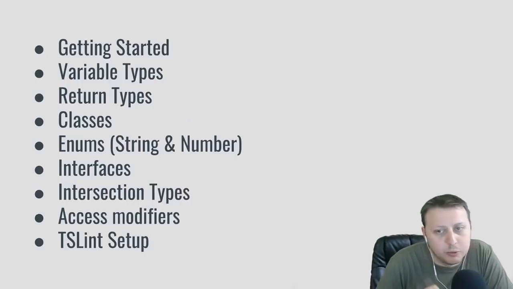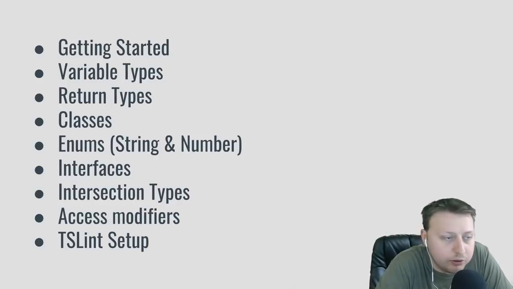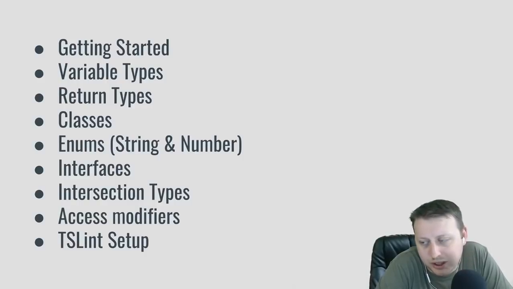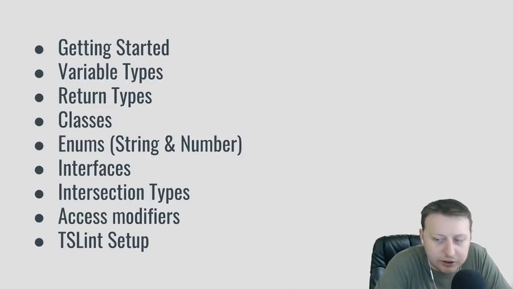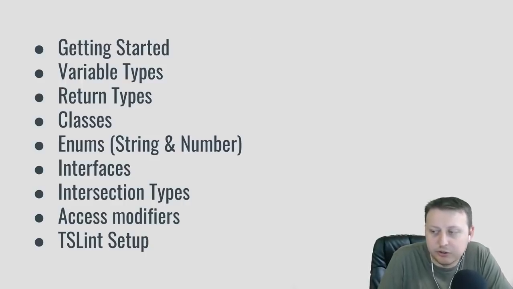So what are we going to be covering? Well, we're going to showcase how to get started, how to assign types on variables, how to assign return types on functions. We're going to be talking about classes a little bit, although that's more of an ES6 item. We're going to be talking about string enums and number enums. We're also going to be talking about interfaces, intersection types, briefly about access modifiers, and then we're going to be talking about how to set up TSLint so that if you are doing TypeScript and you want your code to be more readable and maintainable, you can make sure that it's even better in adhering to the latest standards. So that's what we're going to be diving into. Let's go ahead and jump right in.